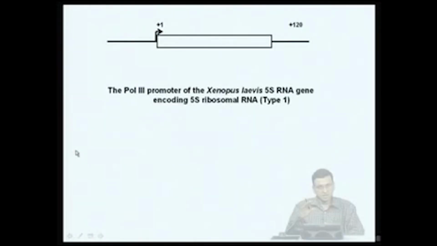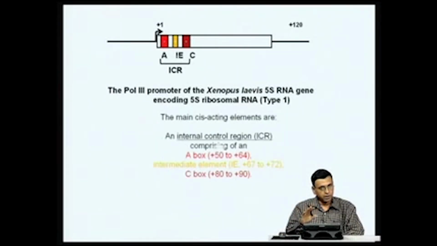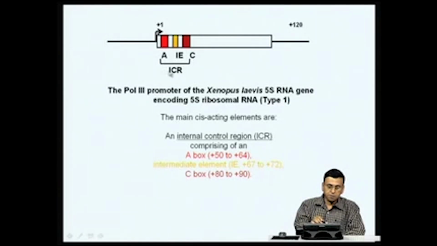Let us now discuss in greater detail how the Pol III promoter of the 5S rRNA gene is organized, and what the key promoter elements are. This belongs to type 1 and it is an intragenic promoter. The intragenic promoter of the 5S rRNA gene consists of three major elements, which together form what is called the internal control region, often referred to as ICR.